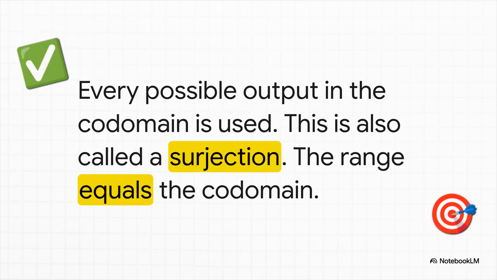And here's an onto function. Notice how every single dot on the right side has at least one arrow pointing to it? Nothing was left out. It's like filling every seat in a movie theater. Every possible spot is occupied. The entire set of potential outputs is covered.